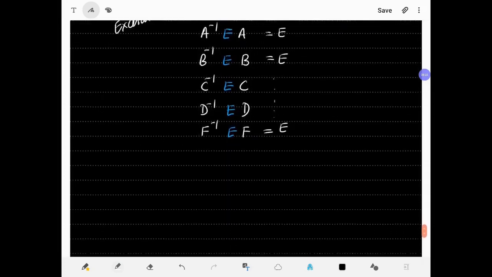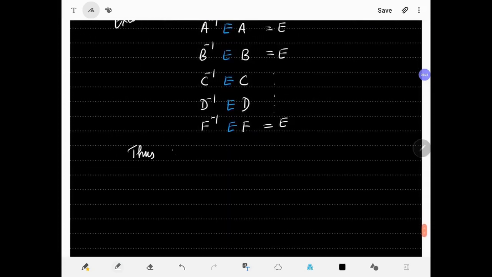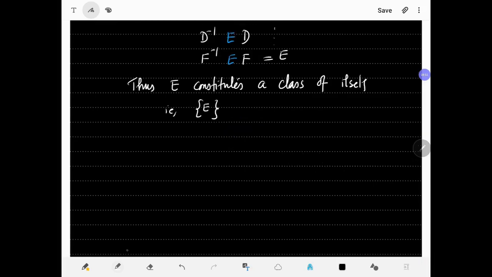What it says is this: the element E, that is the identity element, constitutes a class of itself. So we found a class with only one element, E. This is the case with every group. Every group forms a class of identity by itself.